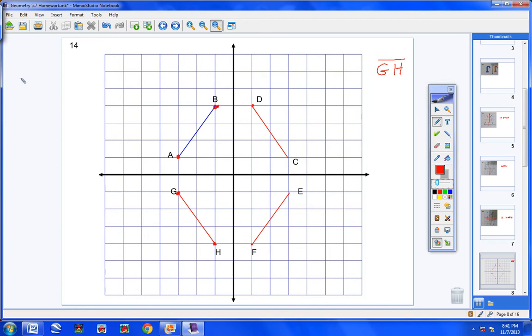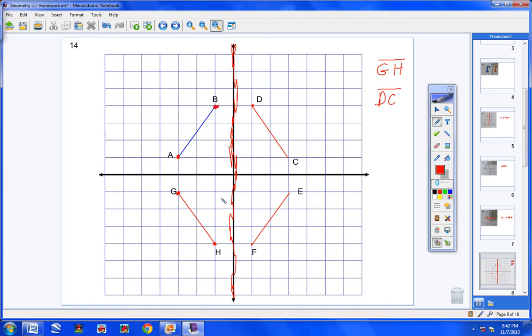Okay, question 15 says, which segment is the reflection of AB in the y-axis? So here's AB, here's the y-axis right here. If I were to fold this sheet of paper right on the y-axis, this blue line here would fall right on top of this red line right over here. So I'm going to say that segment DC is a reflection of AB in the y-axis. Segment CD is a reflection of segment AB in the y-axis.